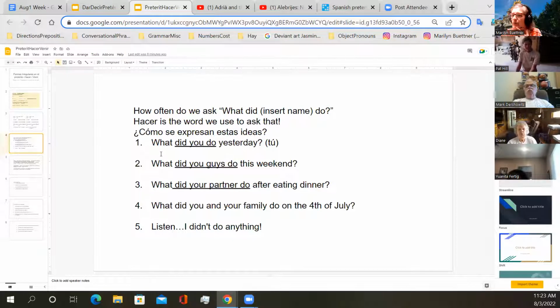One of the things you'll be working on is this idea. How often do we ask, what did your neighbor do? What did your grandkids do? Right? You'll be plugging in that. And hacer is the word that we use to ask those ideas. So you'll be working on building these questions.